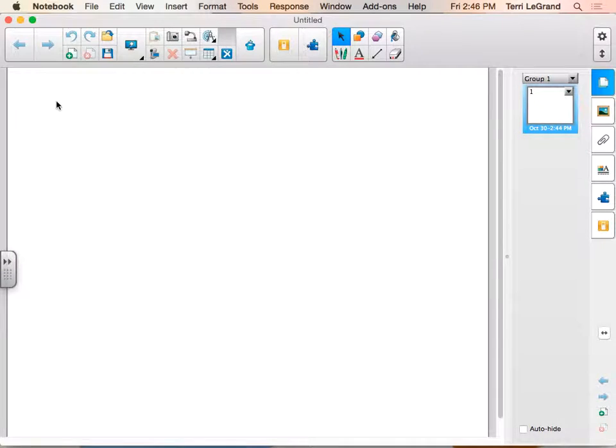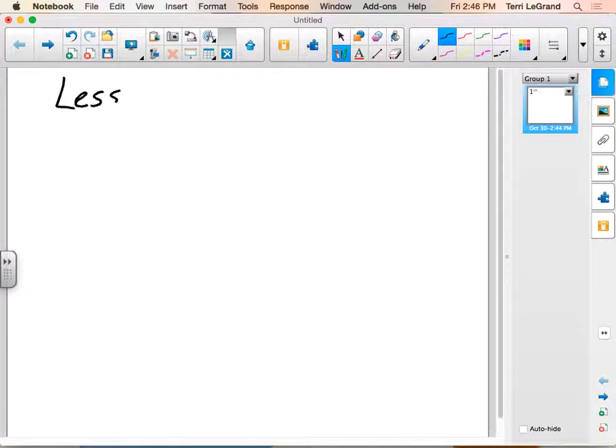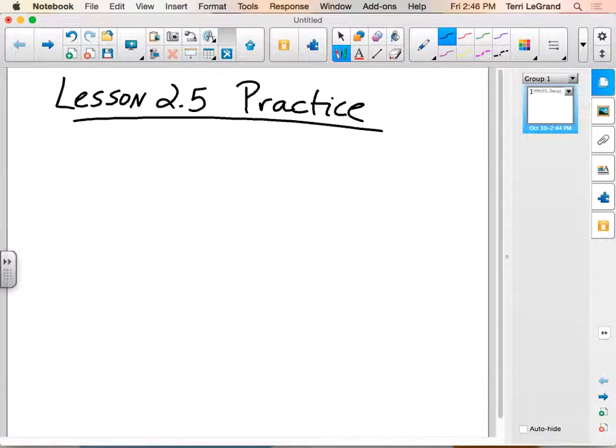We're going to do lesson 2.5 practice. That's all we're going to do. You've already read the lesson and worked out some of the problems in it. Let's practice together to make sure we have a good understanding of this lesson. So that's the title for your page. We're just doing lesson 2.5 practice problems, okay?